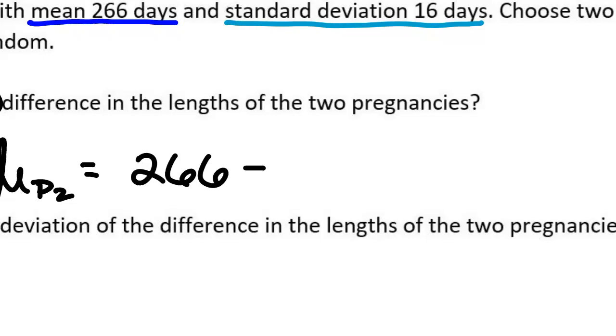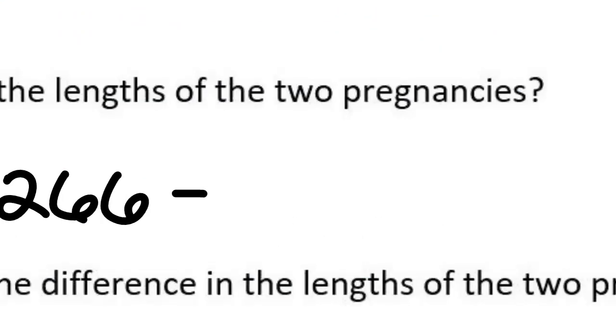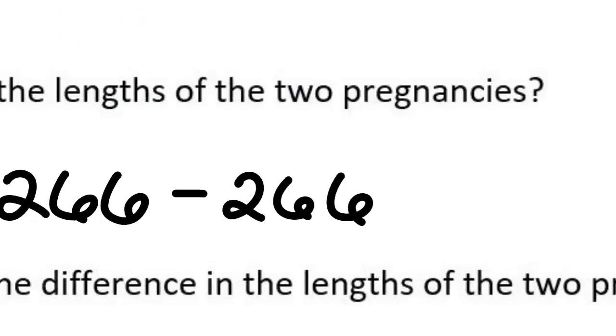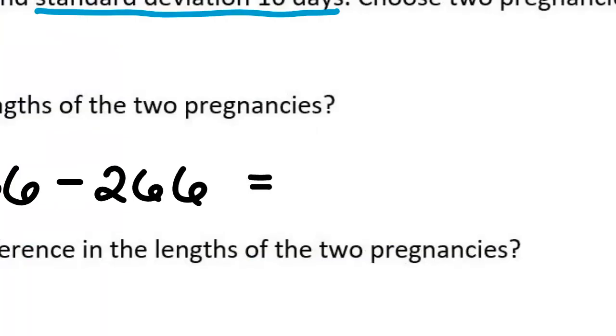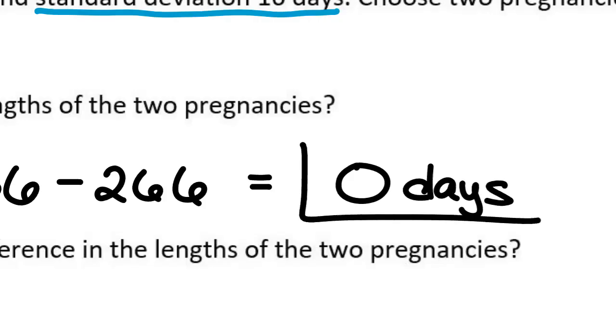What'd you say, Alyssa? The same as the first one. The average for all the pregnancies is 266. So if I look at one person and say, what's your average? That's 266. Somebody else, it's also going to be 266 because that's the average for the group. So 266 minus 266, I would expect a difference of 0 days between these 2 pregnancies.